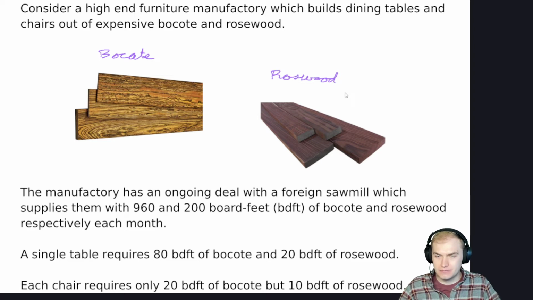So suppose that this woodworking shop has an ongoing deal with a foreign sawmill that's going to supply them with 960 board feet of bocote and 200 board feet of rosewood every month. A single table requires 80 board feet of bocote and 20 board feet of rosewood. Each chair is 20 board feet of bocote, 10 of rosewood. A board foot is just a unit of measurement that's common in the woodworking sphere.